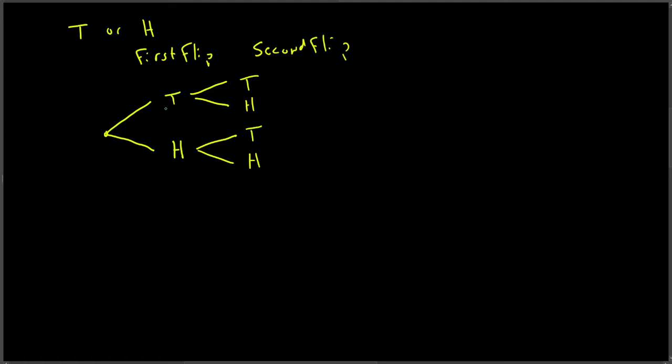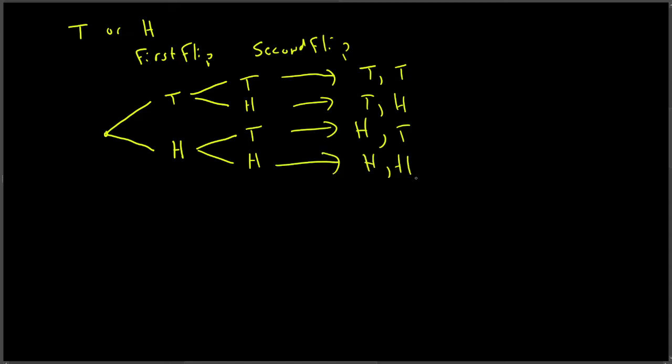But if I look at any branch, my possible outcomes are I could have flipped tails, tails, right? Tails, tails going along this branch. If I come along this branch here, I could have flipped tails, heads. Come along this branch, I could have flipped heads, tails. If I came along this branch, I could do heads, heads. And so there are 4 outcomes from the trees. There's 4 ends to these branches for flipping a coin twice.